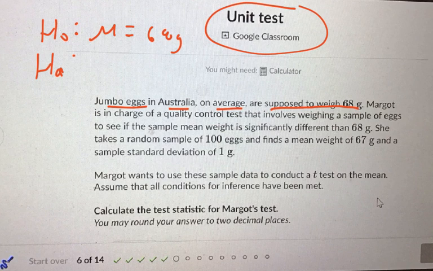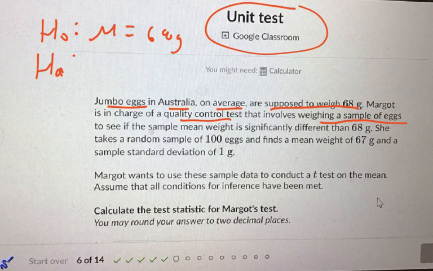Margot is in charge of quality control, and Margot's probably making over $100,000 a year easily doing this job, by the way. And Margot is involved in quality control for these eggs.